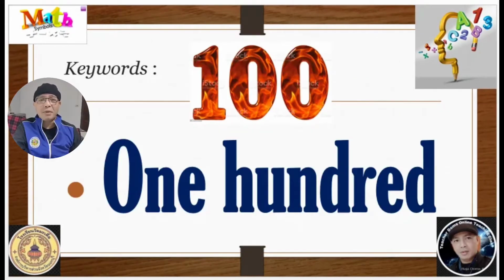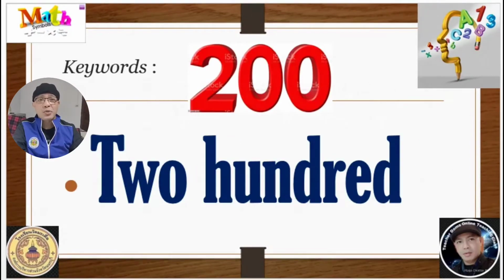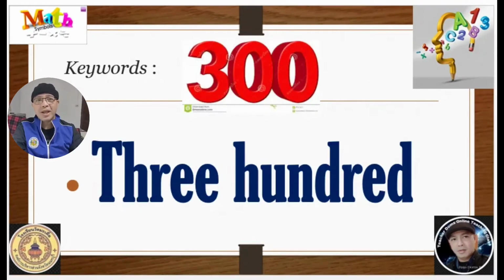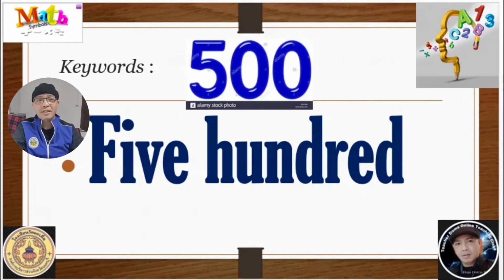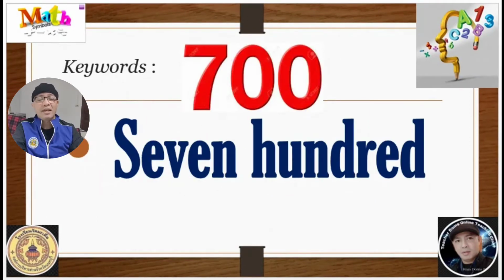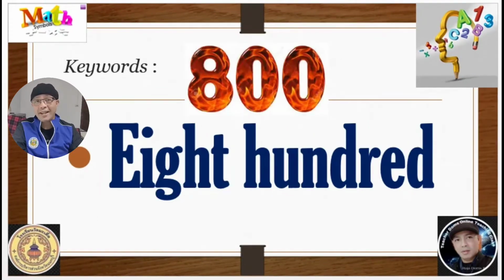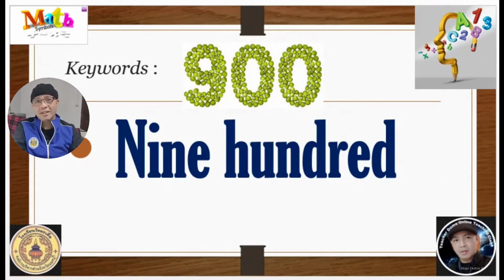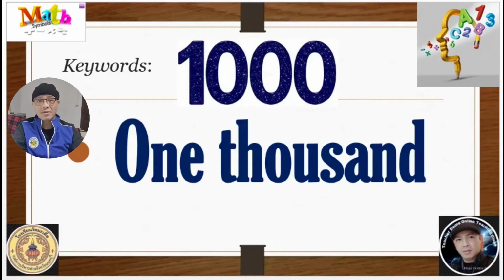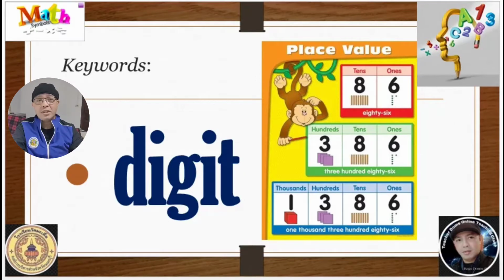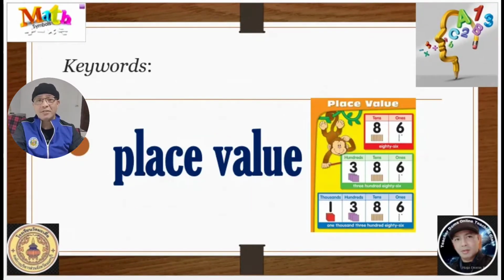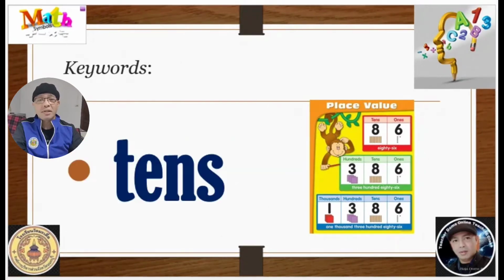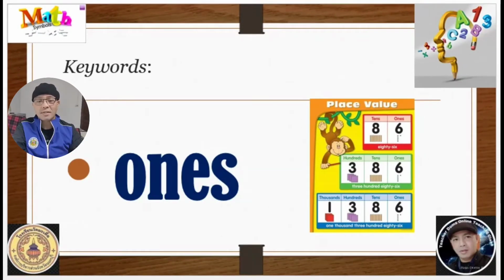For today's topic, our keywords are 100, 200, 300, 400, 500, 600, 700, 800, 900, 1000. Digits, place value, hundreds, tens, ones.